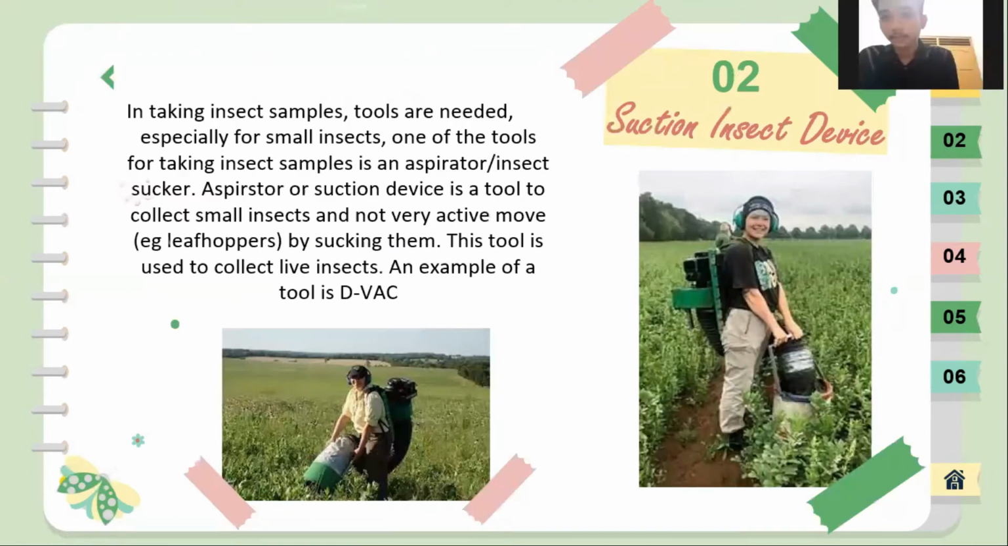Next, we will explain about suction insect device. In taking insect samples, tools are needed, especially for small insects. One of the tools for taking insect samples is an aspirator or insect sucker. Aspirator or suction device is a tool to collect small insects that do not move very actively, like leafhoppers, by sucking them. This tool is used to collect live insects. An example of the tool is D-vac.